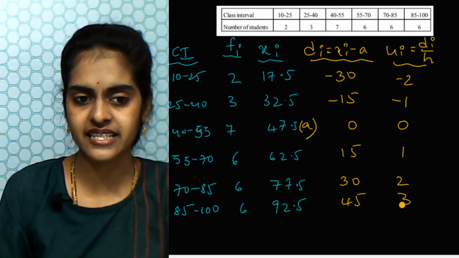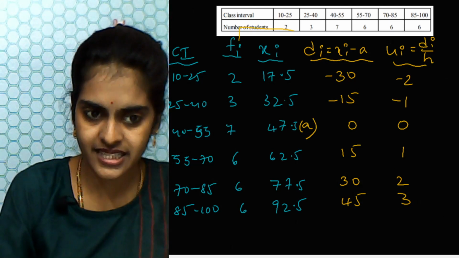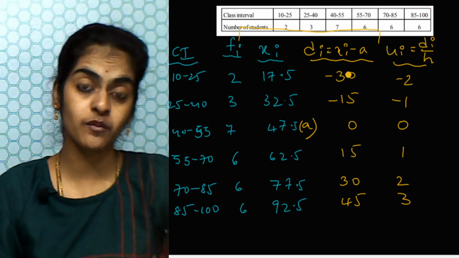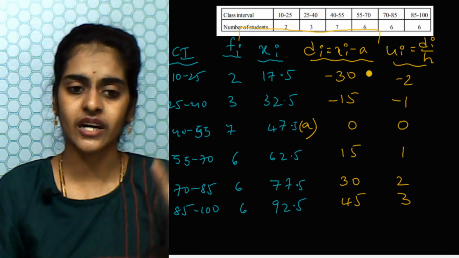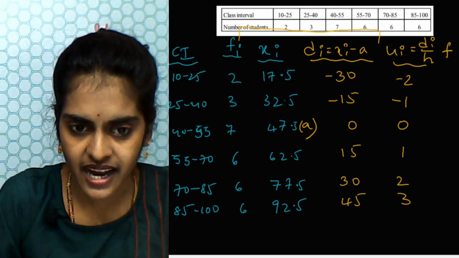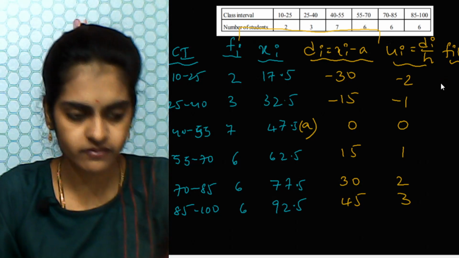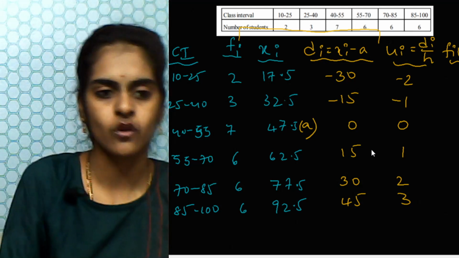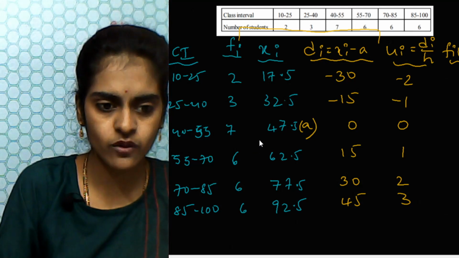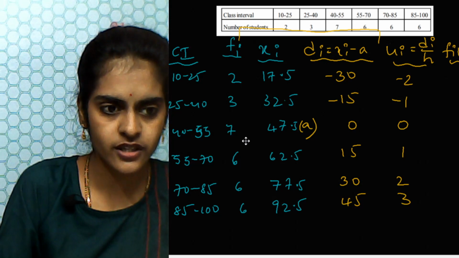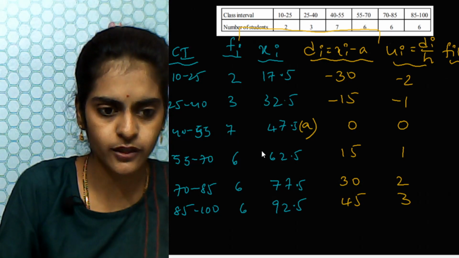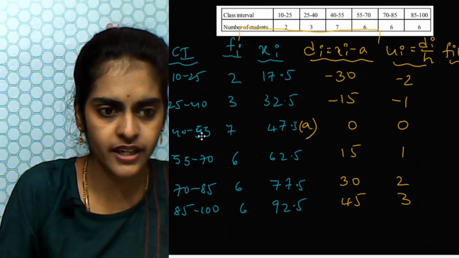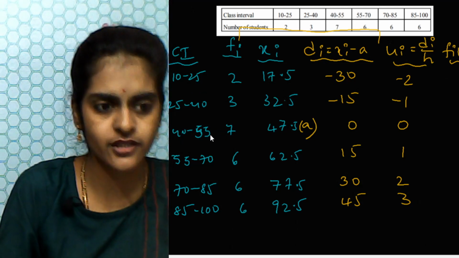Now after finding this, I told you, you will multiply the frequency with ui. Okay, frequency will multiply with ui. In the assumed mean method you multiplied frequency with di. Here you will multiply with ui. So fiui you will calculate. So what is fiui? It is nothing but frequency is 2, so this is 2 into minus 2. Ui is minus 2. Yes, so fiui is 2 into minus 2.